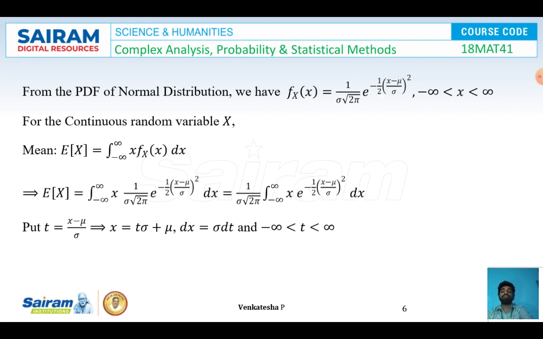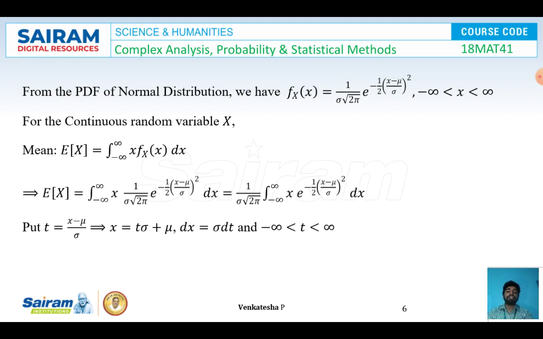After replacing, I got the expectation of x equal to the integral from minus infinity to plus infinity of x times 1/(σ√(2π)) e^(-1/2 ((x-μ)/σ)²) dx. The constant 1/(σ√(2π)) I am taking outside. So I got 1/(σ√(2π)) times the integral from minus infinity to plus infinity of x e^(-1/2 ((x-μ)/σ)²) dx. This function will be complicated for the integration.